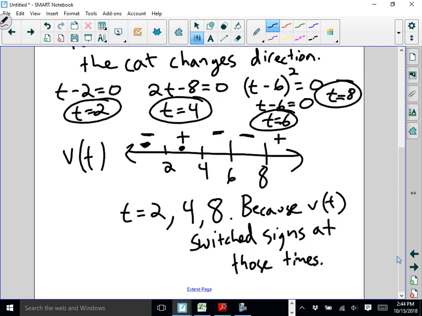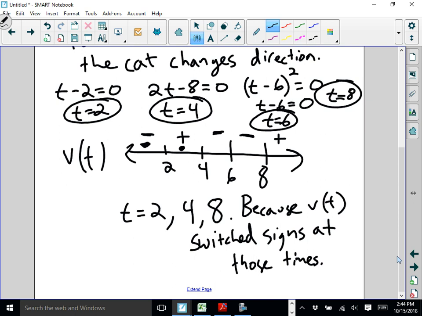So that's a type of problem we can see from time to time. One thing I want you to get used to seeing is if you see a t minus 6 squared, that was kind of the giveaway that that was not going to be one of our answers, because we're not actually going to be switching signs at 6 there, because whatever t minus 6 squared is, it's always going to be a positive number.